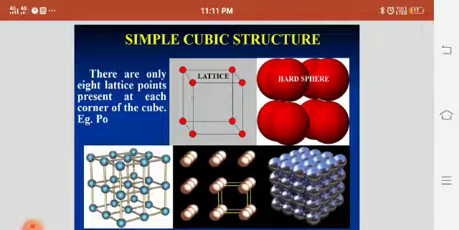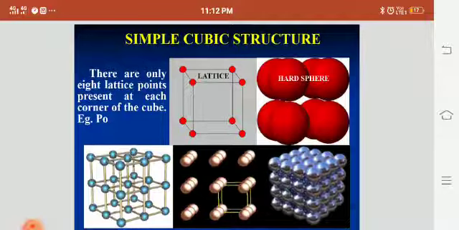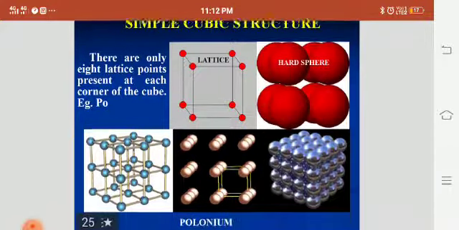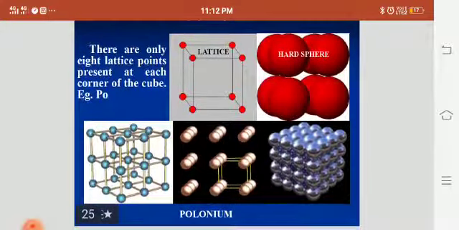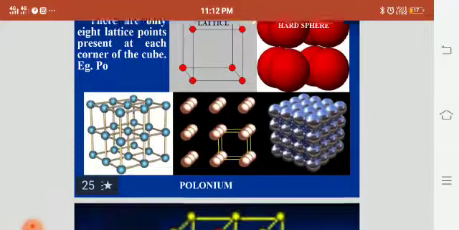In simple cubic structure there are only 8 lattice points present, at each corner of the cube. For example, polonium. Polonium is a simple cubic structure material. Here we can see the lattice diagram where at each corner we have atoms. Totally 8 atoms are present. In hard sphere we can see the atoms are touching one another. And this is the polonium structure where the unit cell contains 8 atoms.